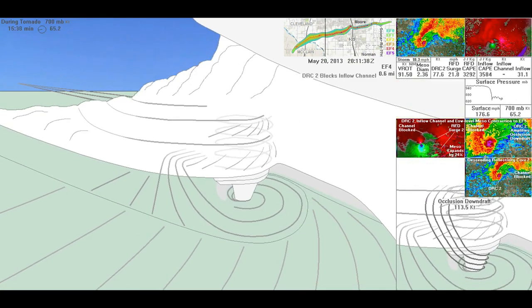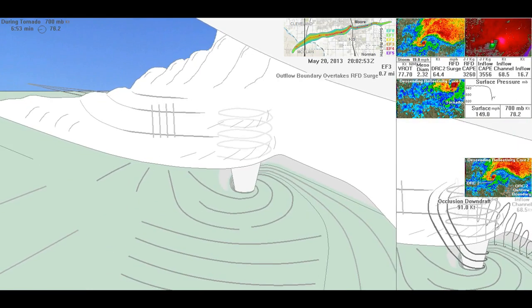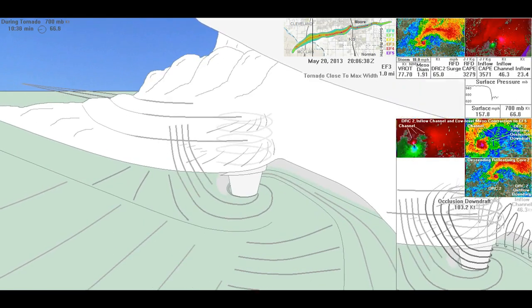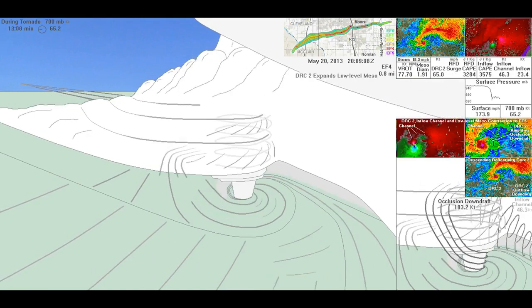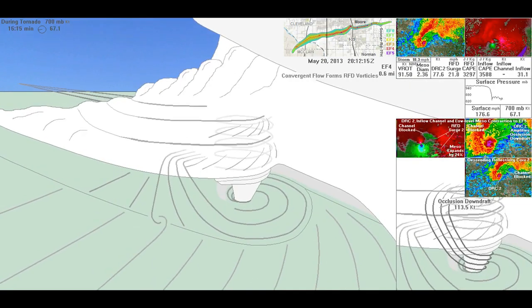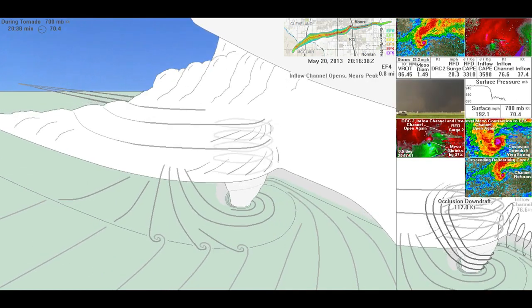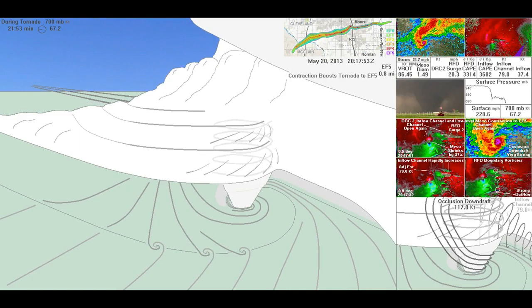One other thing I want to point out is that when the second descending reflectivity core right here, look how it caused another surge to come around. This is the second RFD surge. And then we get these boundary layer vortices. And these are called gustonados. They're not tornadoes. The circulations form along the rear flank downdraft boundary.